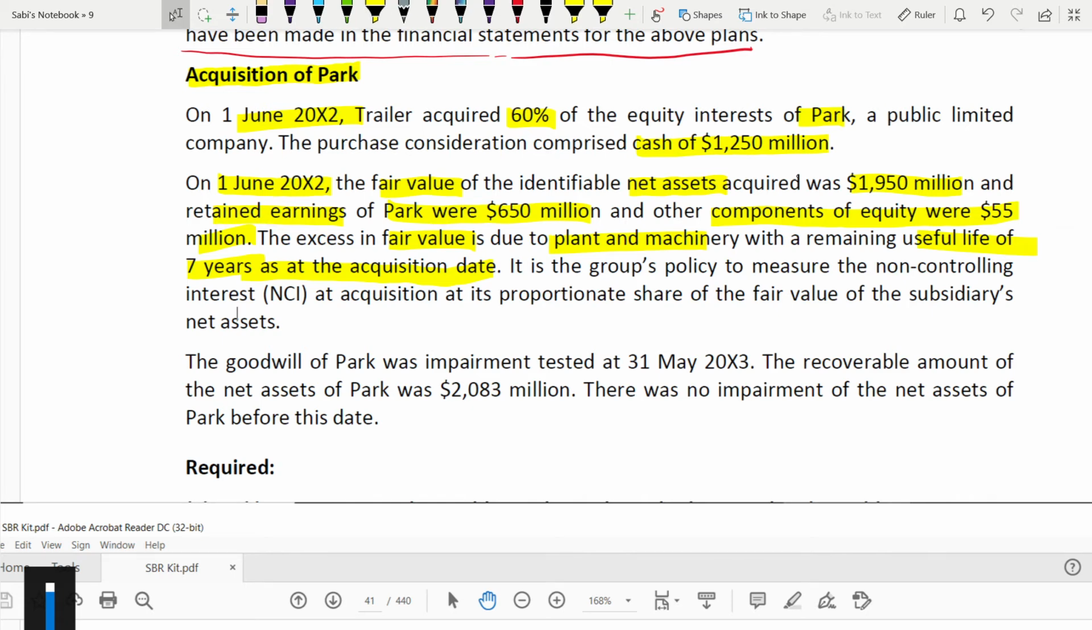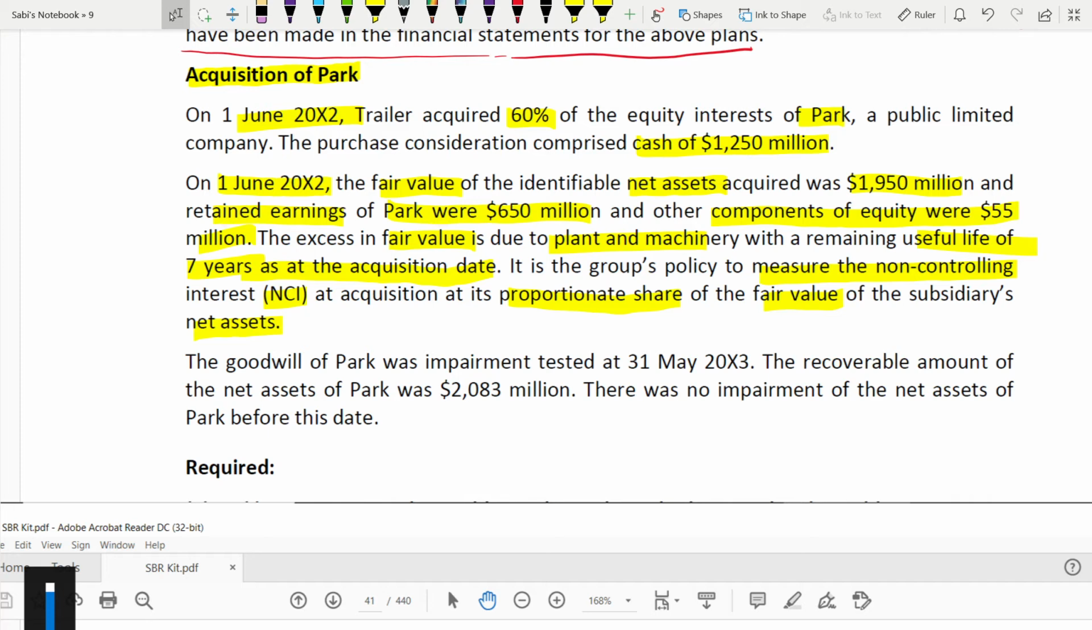It is the group's policy to measure the NCI at acquisition at its proportionate share of the value of the subsidiary's net assets. That is the second method. They will always give you, don't worry. NCI has two ways. One is fair value, one is proportionate share of fair value of the subsidiary's net assets. Two ways. So this is the second way. First method, if it's fair value, they will give you the fair value. Sometimes you have to calculate fair value, but it's pretty easy.